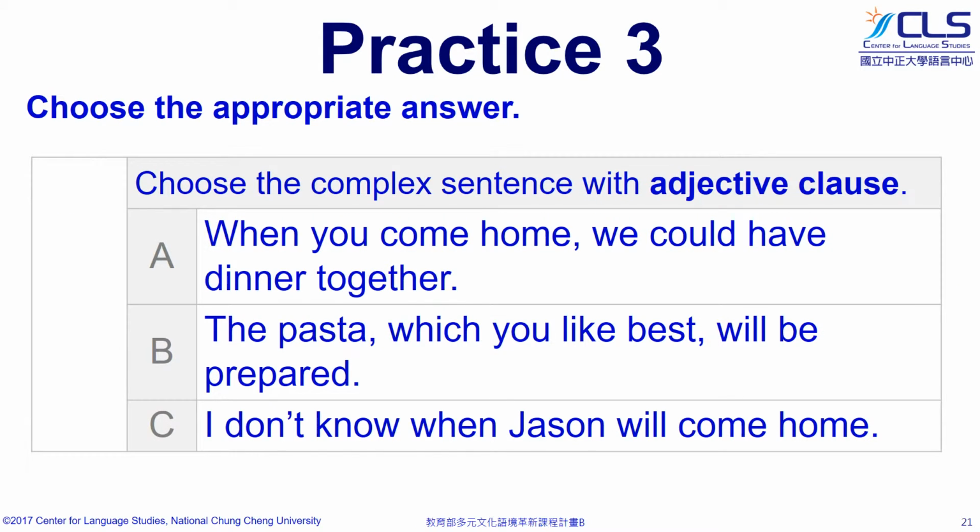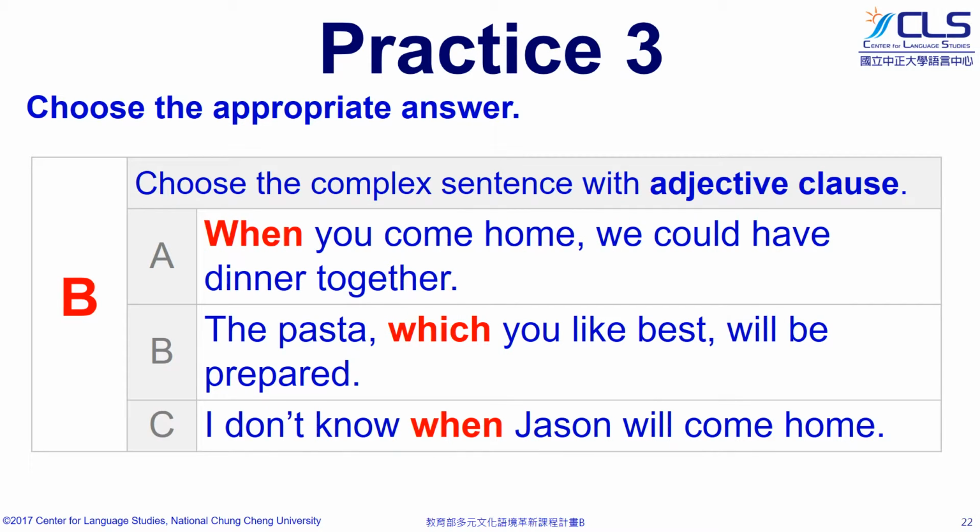Finally, please choose a complex sentence with an adjective clause. The answer is sentence B, which contains the adjective clause which you like best. And it's important to notice that the word when is used to introduce the adverb clause in sentence A, while it's used to introduce the noun clause in sentence C.